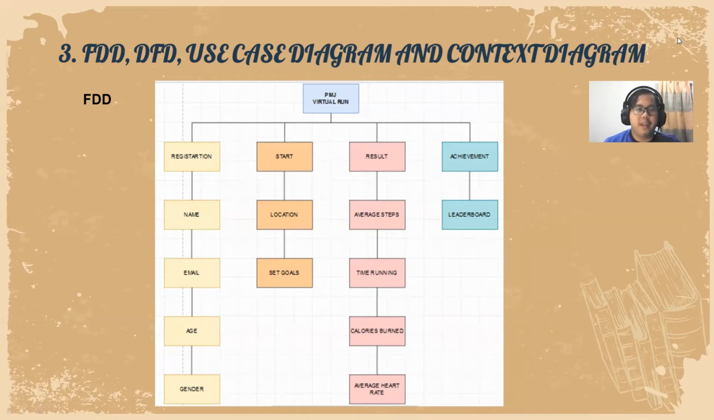Number 3 is the FDD, DFD, use case diagram, and context diagram. The first diagram is the FDD. The header is PMG virtual run, and the classes are registration, start, result, and achievement. Under the class of registration are name, email, age, and gender. Meanwhile, under the class of start are location and set goals. For the result are average step, time running, calories burn, and average heart rate. Lastly is the achievement, which is the leaderboard.